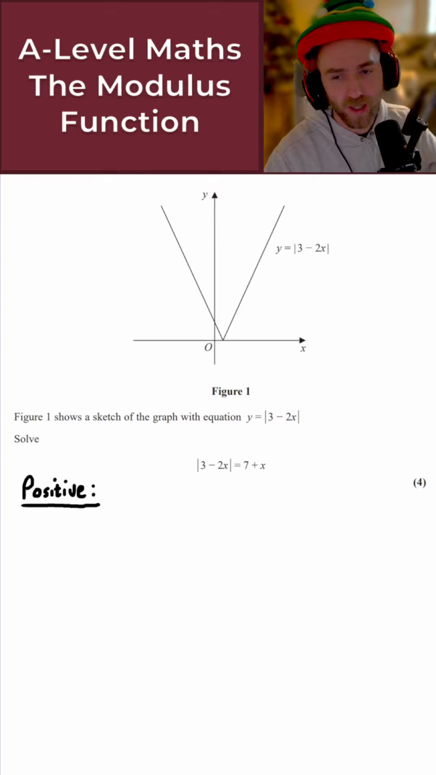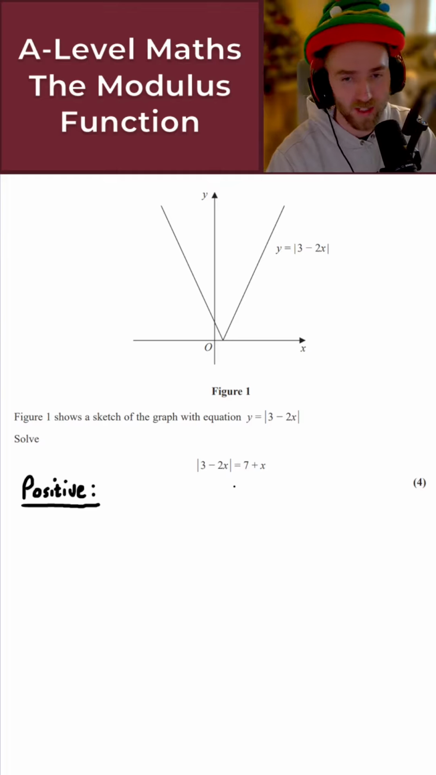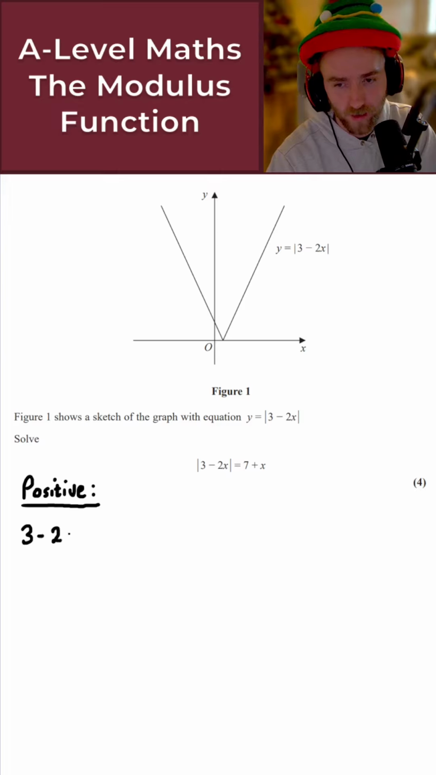So as we just said, let's start here with the positive argument of the modulus function. For the positive argument, you just keep the modulus function as it is. So I'm going to get 3 minus 2x is equal to 7 plus x. Just notice here, the right-hand side won't change at this point. So 3 minus 2x is equal to 7 plus x.